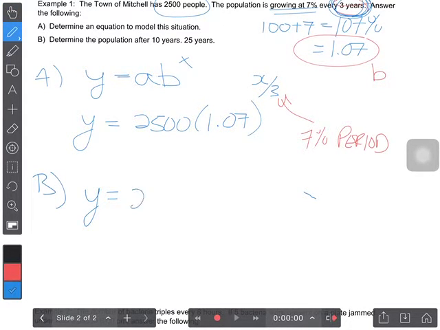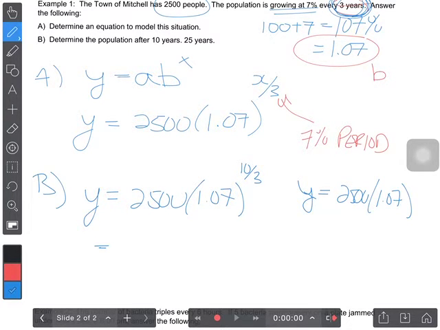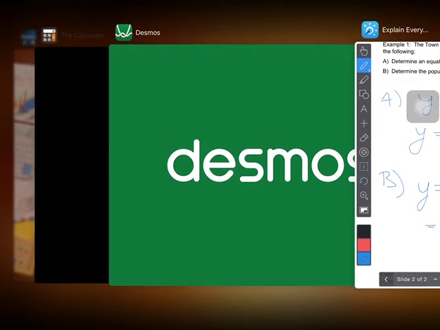Okay, so the next question then, B, 10 years and 25 years. So y equals 2500 times 1.07 to the exponent 10 divided by 3. And punch that into a calculator. And y equals 2500 times 1.07 to the 25 divided by 3. Alright, so those exponents that divide by 3 is the only really tricky thing you need to be concerned with as you go through here. And now it's just a matter of punching it through the calculator.